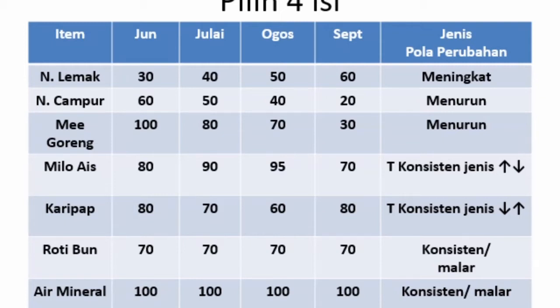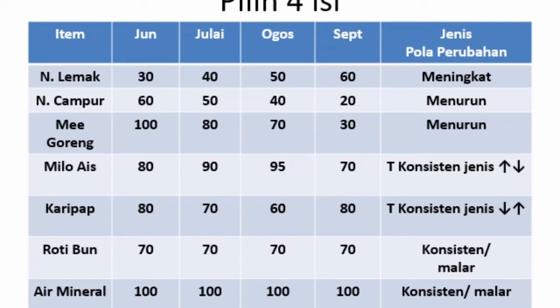So, back to the analysis just now. Nasi lemak, dia punya pola ialah meningkat. So, that can be made as 1 isi. Nasi campur and mi goreng is pola menurun. That can be the 2nd isi. Milo ais tidak konsisten jenis meningkat menurun, that is another isi. Kari pup is tidak konsisten jenis menurun meningkat, another isi. And jumlah is another isi. Roti bun and air mineral is consistent, so that is another isi. So you can have 1, 2, 3, 4, 5, 6 different isi. Awak cuma pilih 4.